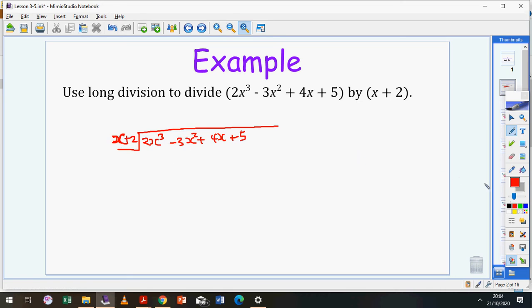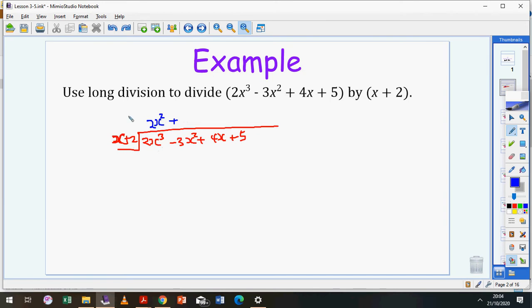So I'll start by trying to figure out what is 2x cubed divided by x. 2x cubed divided by x is simply 2x squared. I'm not going to do 2x cubed divided by 2, because if I do that, I'll end up with x cubed at the top here, which goes against division, because when I divide, I expect to get a smaller degree than what the initial polynomial was. So that's why we don't use the constant terms. We only divide using the variable terms. So 2x cubed divided by x is 2x squared.